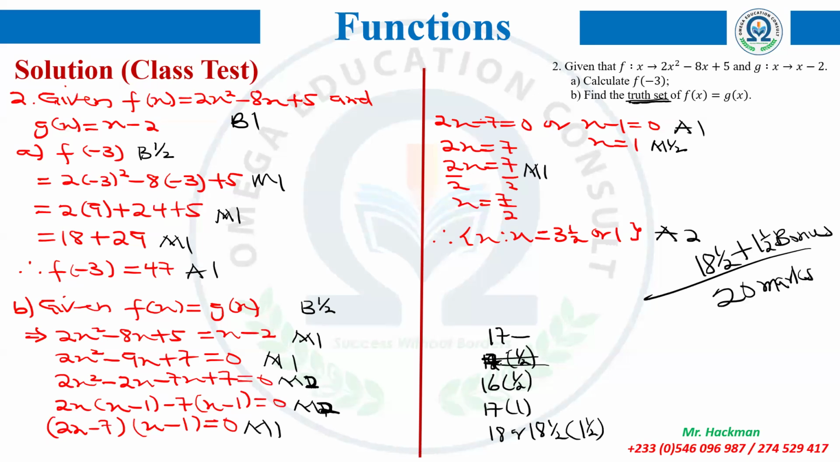Okay, so if you score 16 out of the original total, you add a bonus of half, so that will make it 16.5. If you had 17 out of the total, that will be a bonus of 1. 18 or 18.5, the total bonus. You get it? Okay, all right.